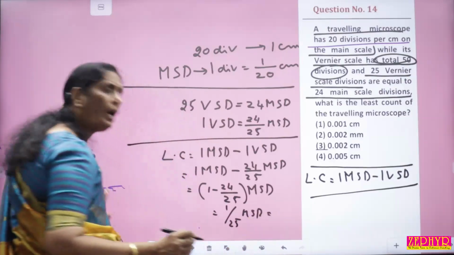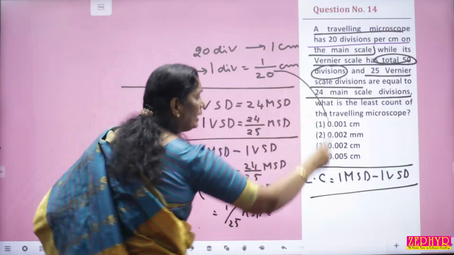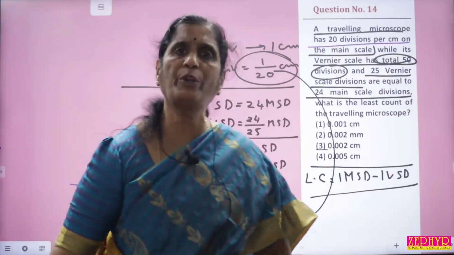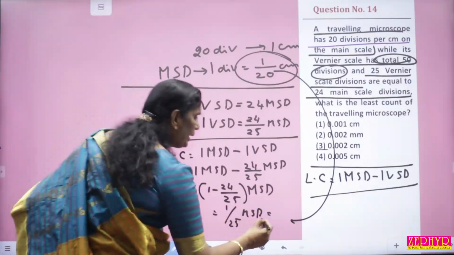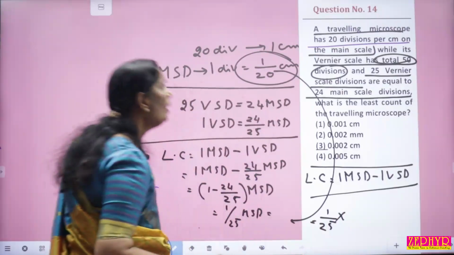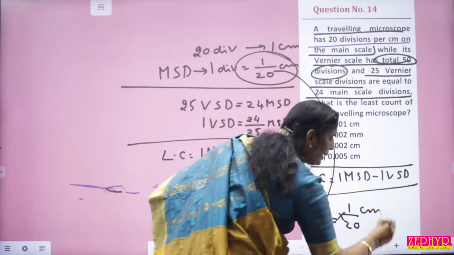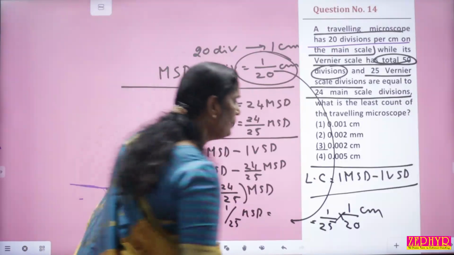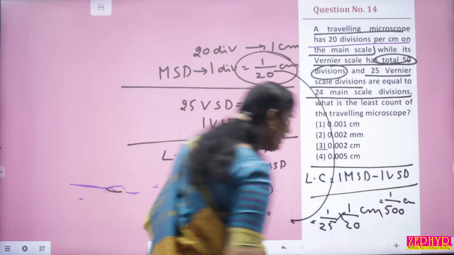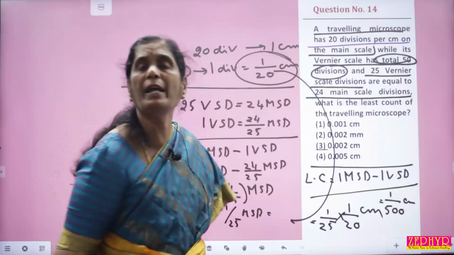Now it is the time for us to substitute the value of MSD. What is the value of MSD? We know that the value of MSD is 1 by 20 centimeter. So now I am putting here 1 by 25 into the value of MSD. What is the value of MSD? 1 by 20. Is it centimeter or meter? Centimeter. Okay. So that is equal to 1 by 500 centimeter. 500, right? Correct. 1 by 500 centimeter.